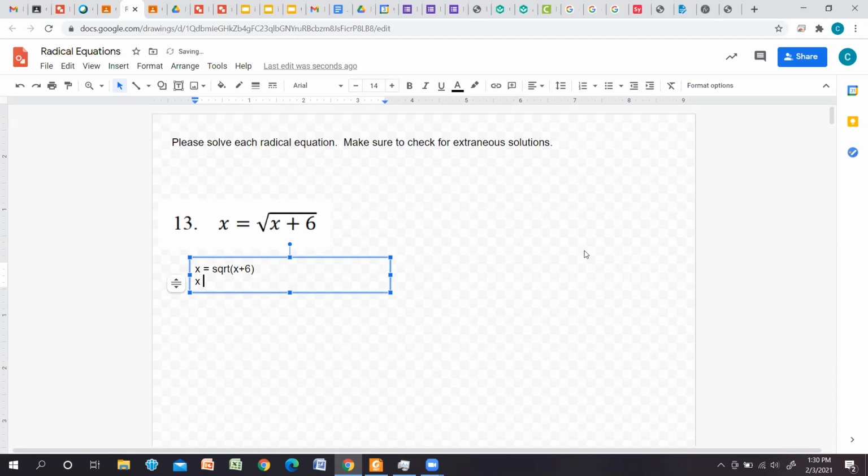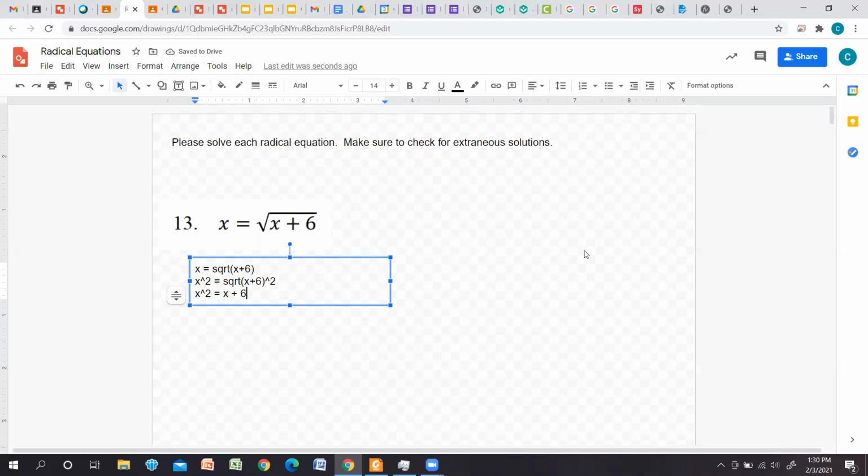So x squared equals the square root. Again, this is how I suggest writing your square roots, if you're typing them out. On the left side, it's x squared. On the right side, it cancels out, so you have x plus 6.